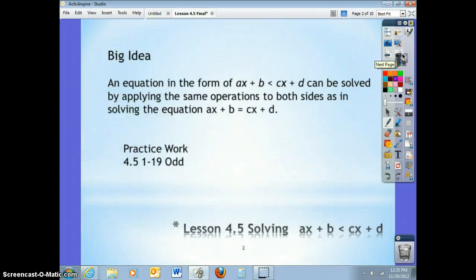All right, so an inequality in the form of ax plus b is less than cx plus d can be solved using the same operations to both sides as you did when you solved ax plus b equals cx plus d.